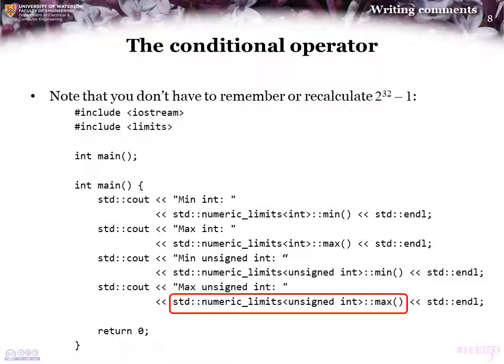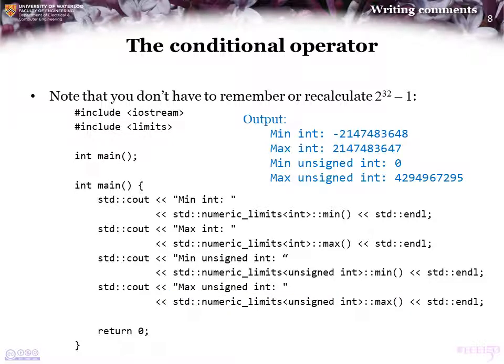So if I was to compile and execute this program, the output would be the values we expect. 2 to the 31, negative 2 to the 31, positive 2 to the 31 minus 1, 0, and 2 to the 32 minus 1. This way, you don't have to remember what these values are and you don't have to recalculate them.